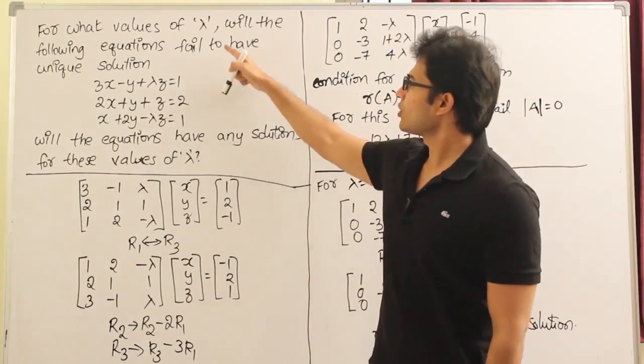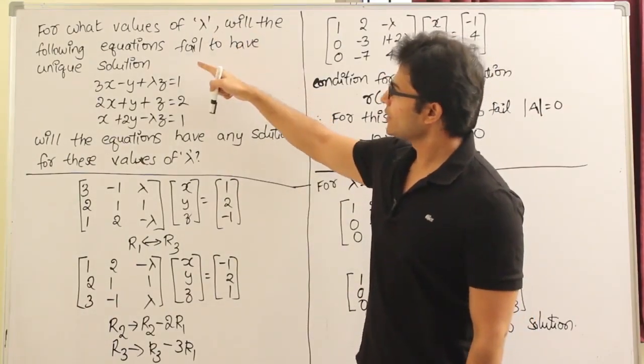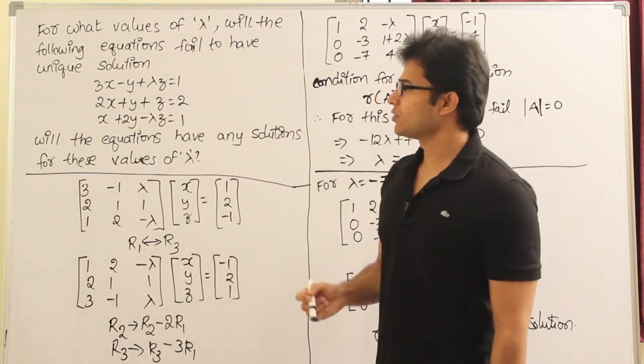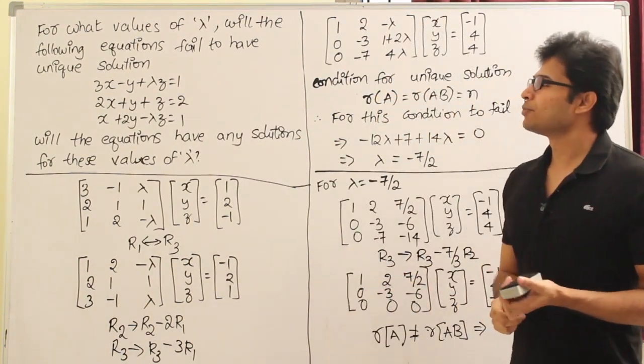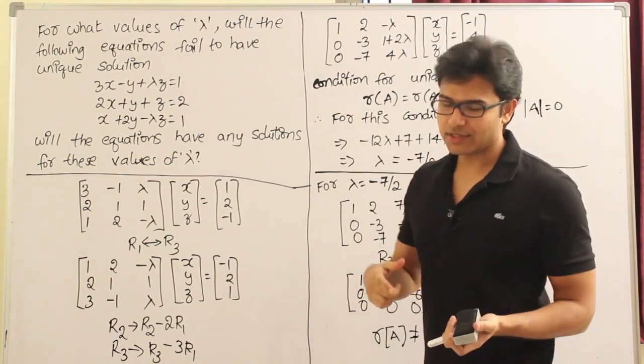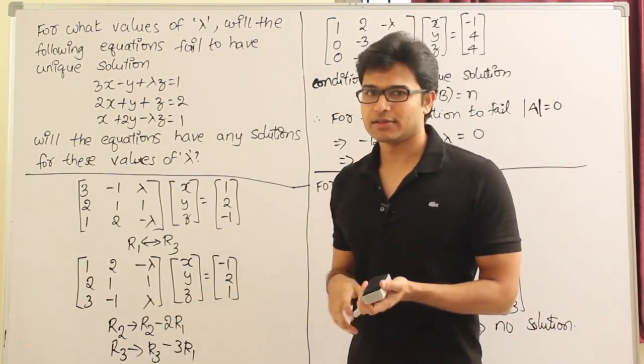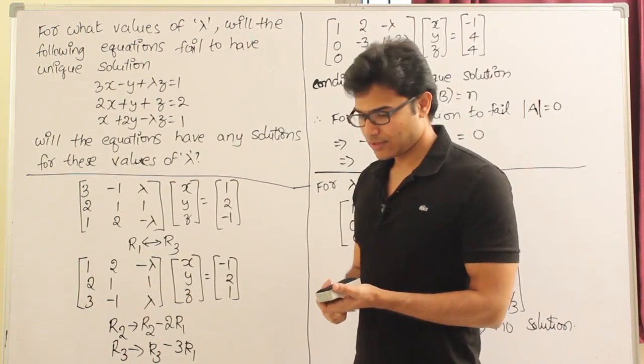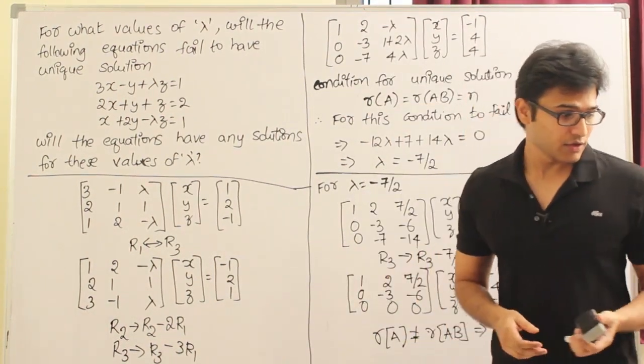For what values of lambda will the following equations fail to have a unique solution? It's a very interesting question, so concentrate here. It's not very easy to understand. Let's analyze it.